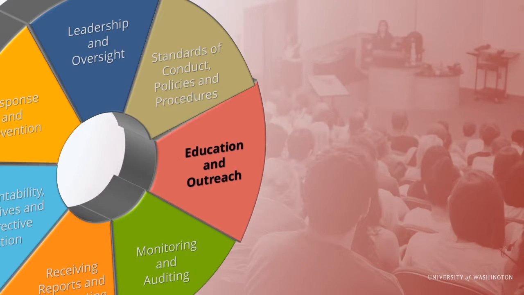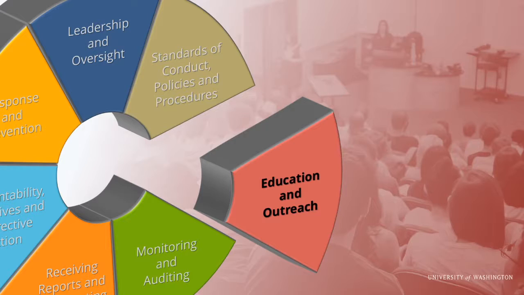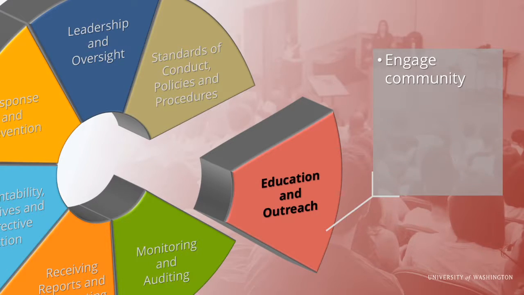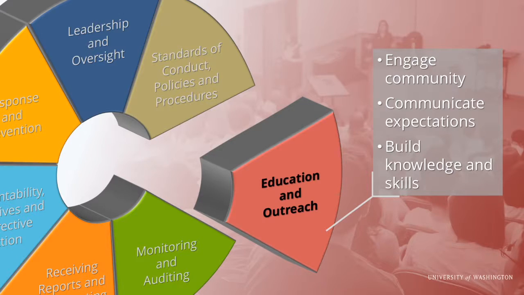The third element is education and outreach. The university community regularly receives relevant, comprehensive, and consistent education, outreach, and messaging that is designed to engage the community in an ongoing conversation about key laws and regulations, communicate clear and specific information about the institution's expectations for compliance, and build role-specific knowledge and practical skills among faculty, staff, and students. Successful education and outreach efforts can only take place when clear policies and procedures have already been established.